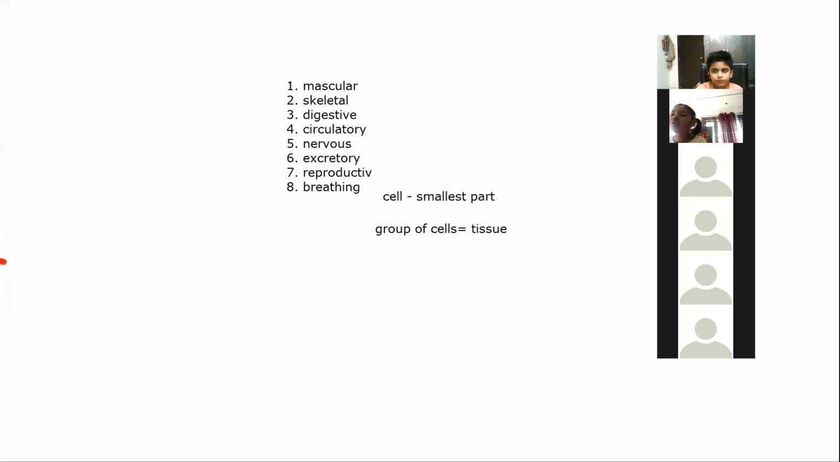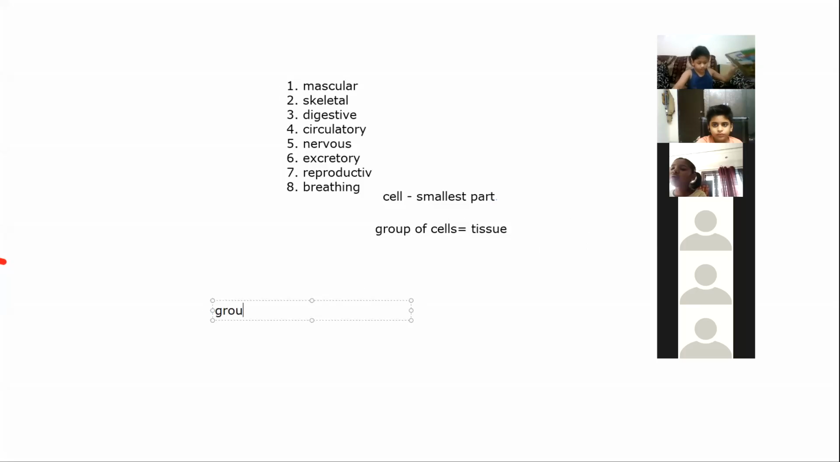Now, coming back to this. First I said the cell is the smallest part. Now a group of cells form a tissue. A group of similar cells. Similar means the same cells. A group of same cells form a tissue. Then a group of different tissues form an organ. Okay, a collection of different tissues form an organ.